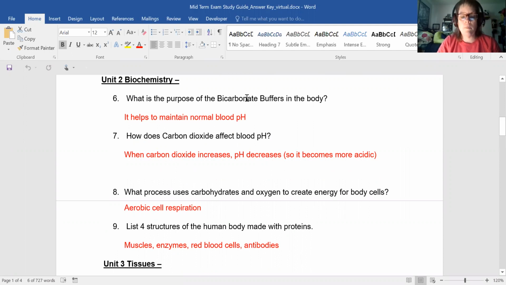But what is the purpose of the bicarbonate buffer? And that is, remember, buffers help to resist change in pH, so it's going to help maintain normal blood pH. That's what your bicarbonate buffer does. You have these in your bloodstream, so it's going to help keep your blood normal within that set range for homeostasis. Okay, and then number 7 says, how does carbon dioxide affect your blood pH? Well, when carbon dioxide increases, it causes your pH to go down, so it's going to cause your pH to become more acidic, which is why it's important to have this bicarbonate buffer there.